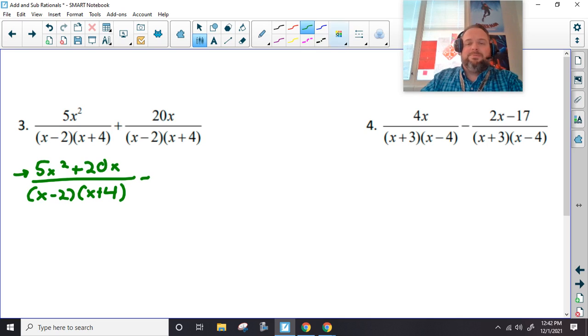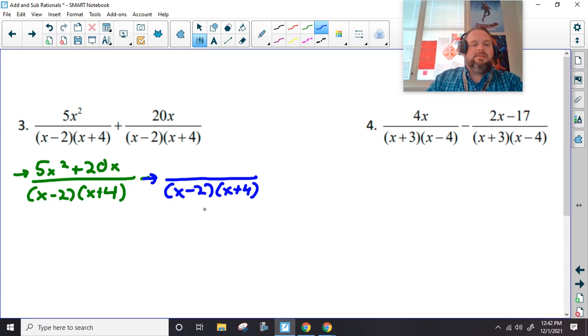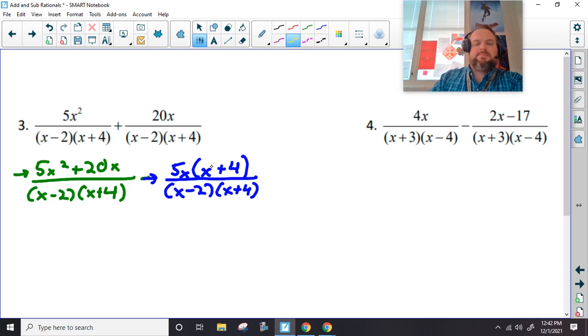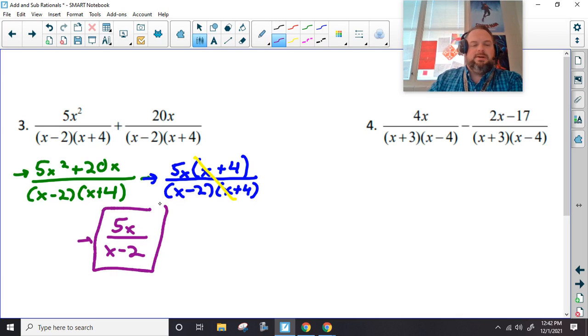The bottom we're going to leave alone. So this is us leaving that alone. All right. What can I take out? How can I factor this up top? Yes, we can factor out a 5x. And then cancel out. This is it right here.